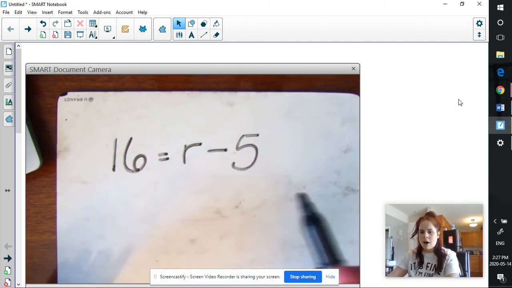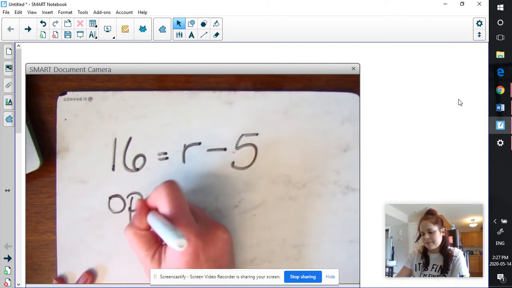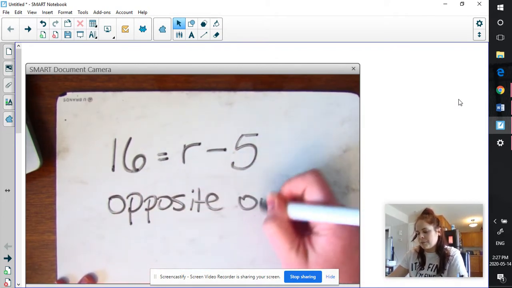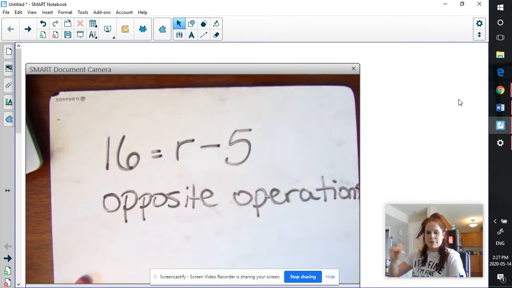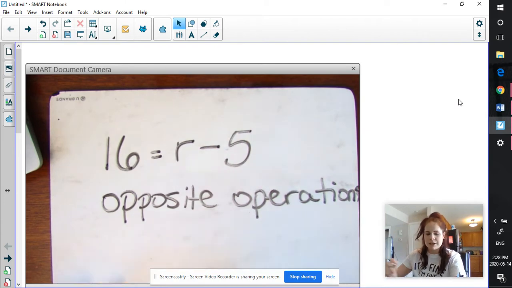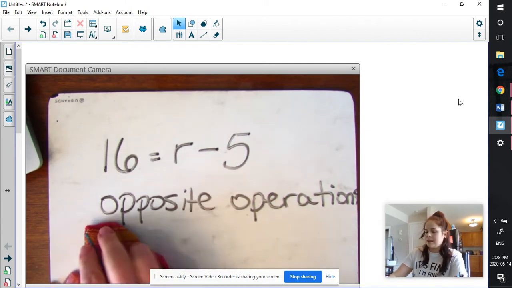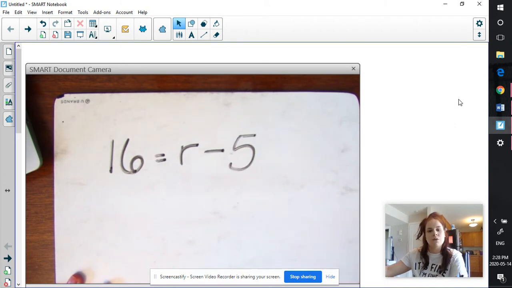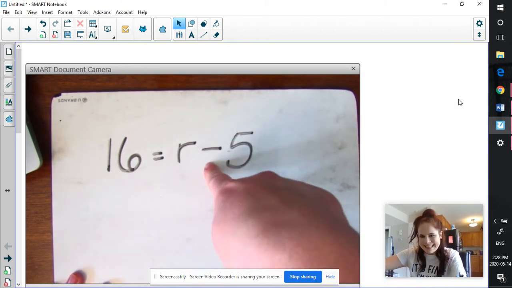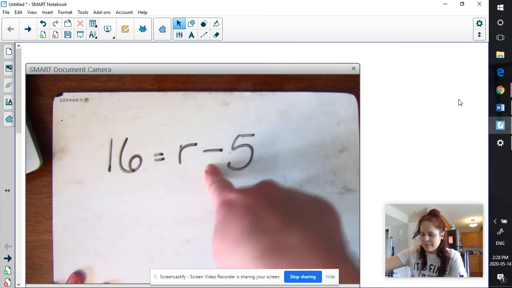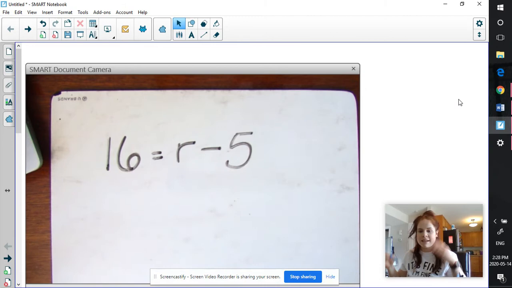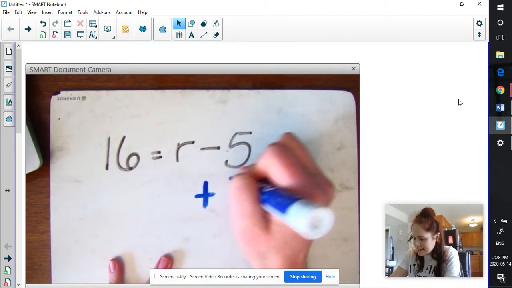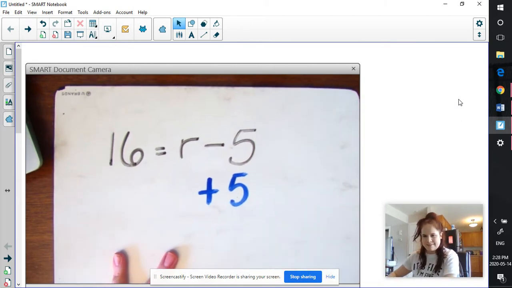We're going to use something called opposite operations. Remember, an operation is something like addition, subtraction, multiplication, or division. The operation in this equation is subtraction, r subtract 5. So I'm going to do the opposite of that. The opposite of subtraction is addition. So I'm going to do plus 5, and I'm going to write it underneath.